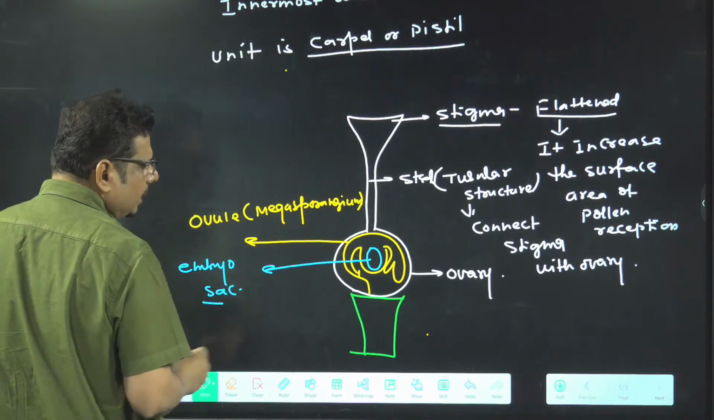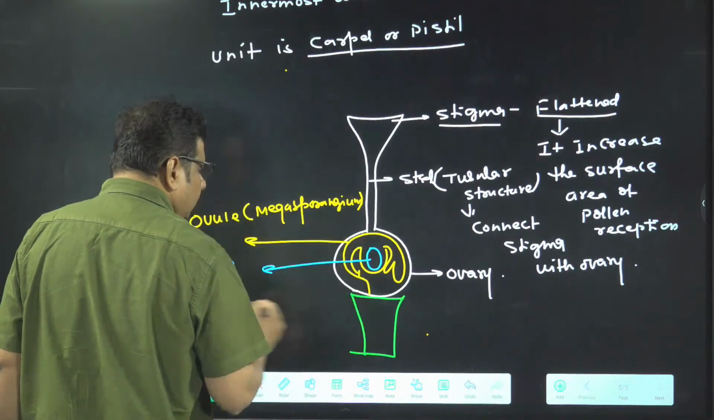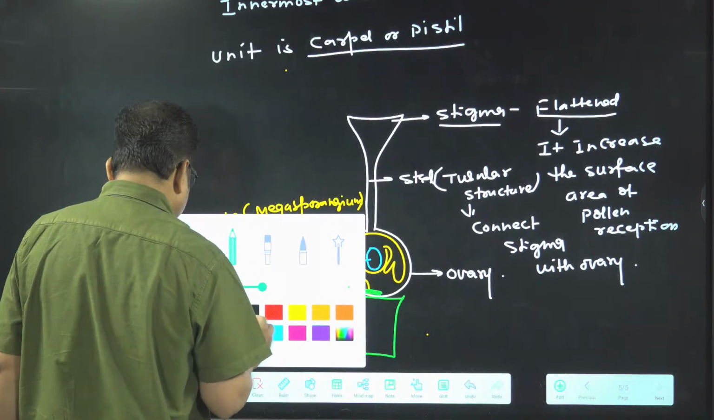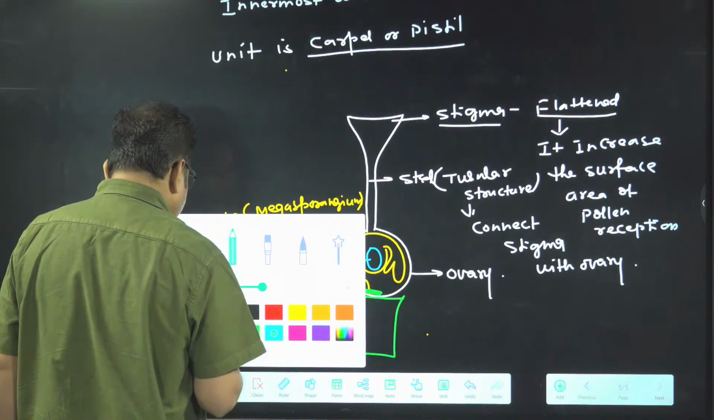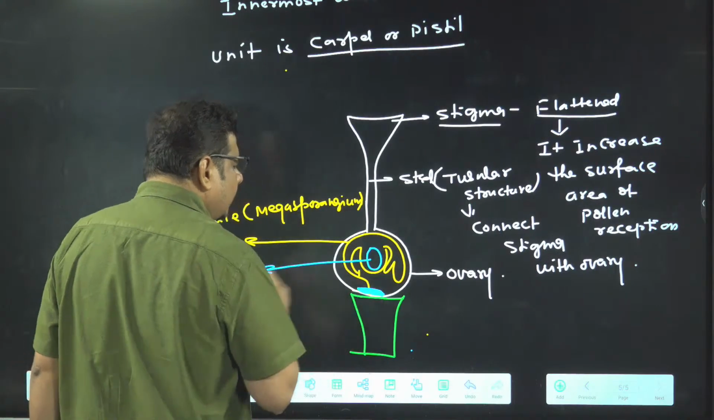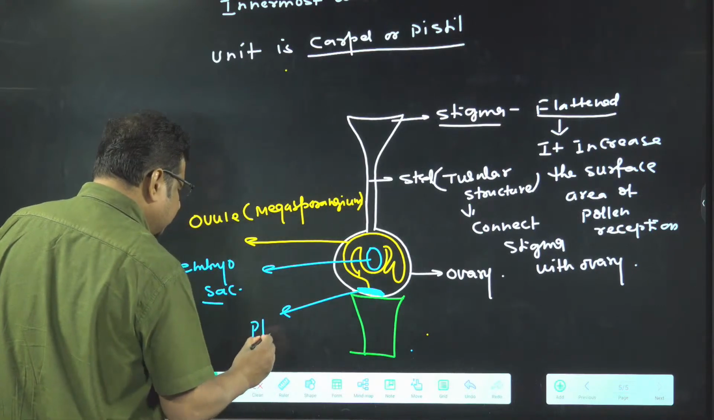It is the embryo sac. And the ovule is attached to the wall of the ovary with a cushion-like structure. Cushioning pad is there, right? It acts as a shock and jerk absorber. And this cushion-like structure is called placenta.